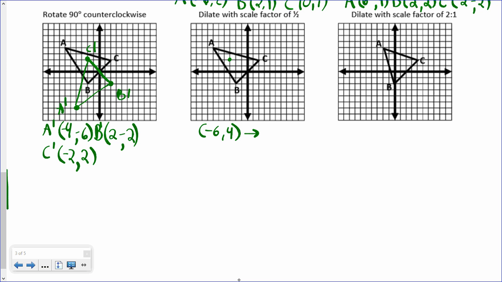To dilate that by a factor of 1/2, you're just going to divide by 2. You're going to do that for each of the points. So we took care of A. B is the point negative 2, negative 2. Negative 1, negative 1.